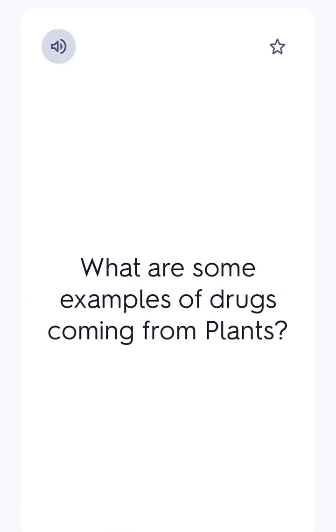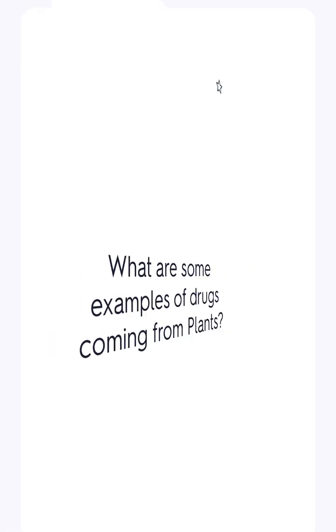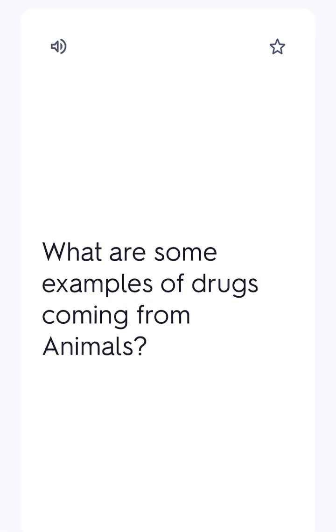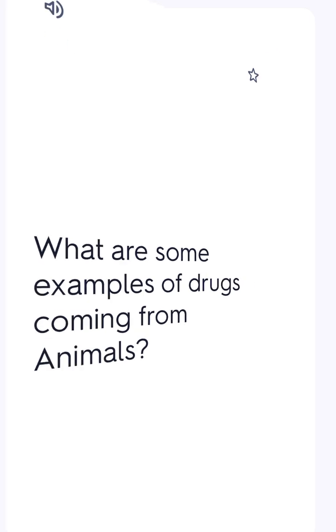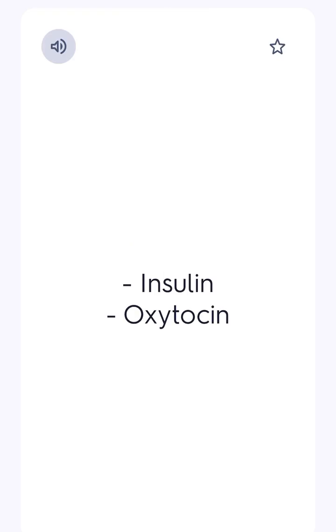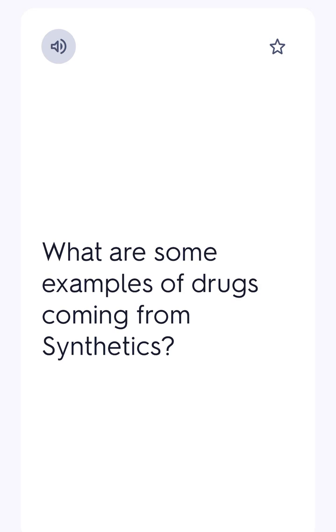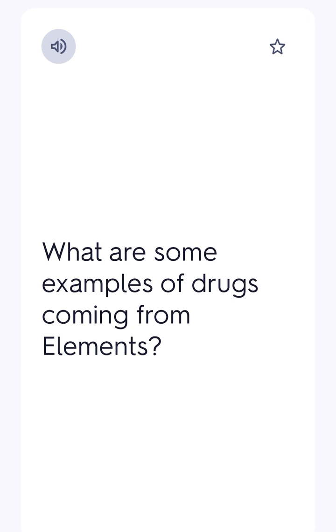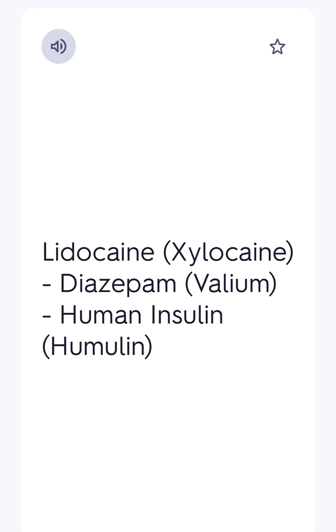What are some examples of drugs coming from plants? Morphine, atropine, digoxin. What are some examples of drugs coming from animals? Insulin, oxytocin. What are some examples of drugs coming from synthetics? Sodium bicarbonate, calcium chloride, magnesium sulfate. What are some examples of drugs coming from elements? Lidocaine, diazepam, human insulin.